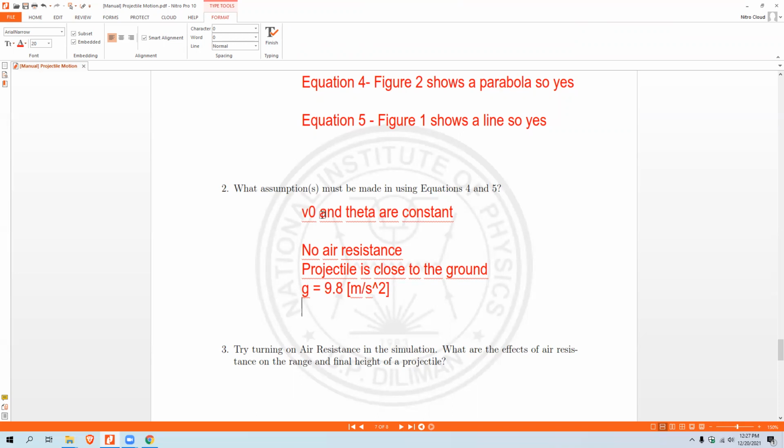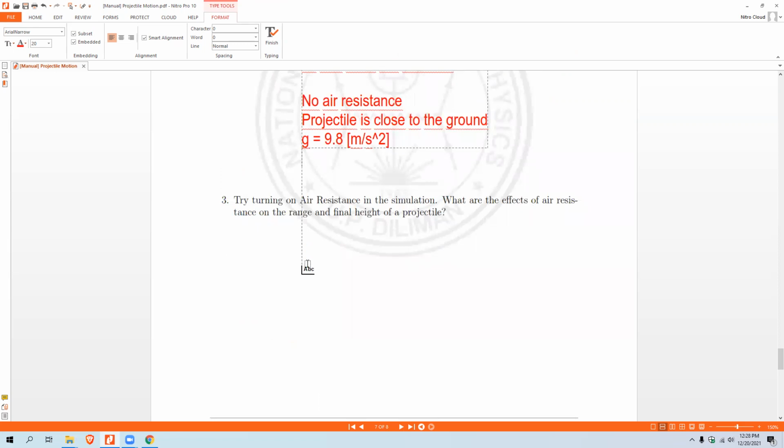So if you recall sa Physics 71 ninyo, sa lesson on gravitation, kapag lumalayo na kayo from ground level, the value of G starts to decrease. So you have to be close enough to the ground in order for the approximate value of G equal to 9.8 meters per second squared to work. So lastly, what are the effects of air resistance on the range and final height of the projectile?